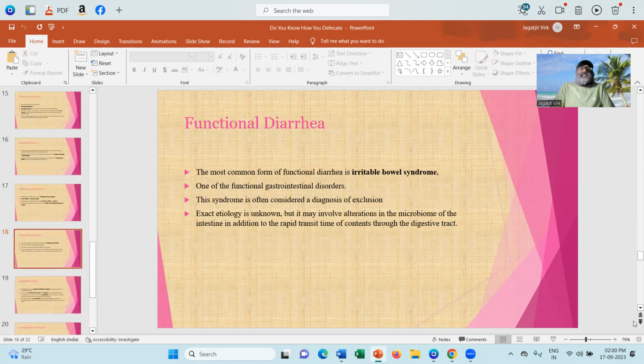Functional diarrhea. The most common form of functional diarrhea is irritable bowel syndrome, one of the functional gastrointestinal disorders. This syndrome is often considered a diagnosis of exclusion. The exact etiology is unknown, but it may involve alterations in the microbiome of the intestine, in addition to the rapid transit time of contents through the digestive tract.